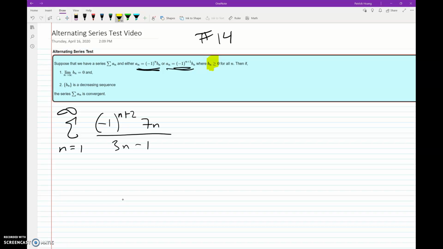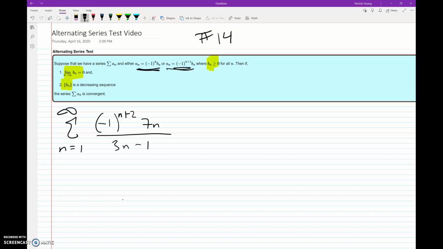Then, if the limit as n approaches infinity of b sub n is equal to 0 and b sub n is a decreasing sequence, then we can for sure say the series a sub n is convergent. Lots of moving parts. So let's look at this example right here to get a better sense of it. We have the sum from n equals 1 to infinity of (-1)^(n+2) times 7n all over 3n minus 1.